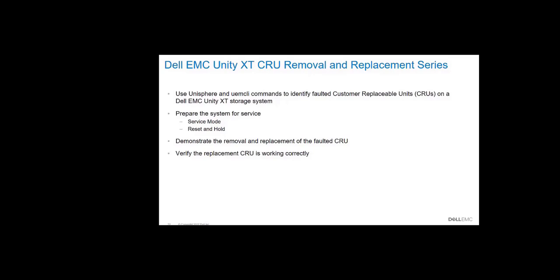Welcome to the Dell EMC Unity XT CRU Removal and Replacement series. In this series of short videos, we're going to use Unisphere and UEMCLI commands to identify faulted customer replaceable units on a Dell EMC Unity XT storage system. We'll then look at the ways to prepare the system for service, including service mode and reset and hold modes. We'll demonstrate the removal and replacement of the faulted CRU, and finally verify the replacement CRU is working correctly.